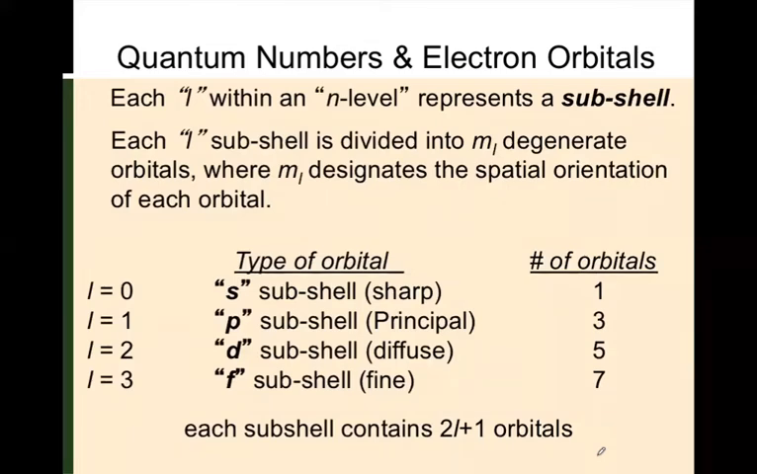So quantum numbers on electron orbitals: each L within an n level represents a subshell. Each L subshell is divided into ml degenerate orbitals, where ml designates the spatial orientation of each orbital.